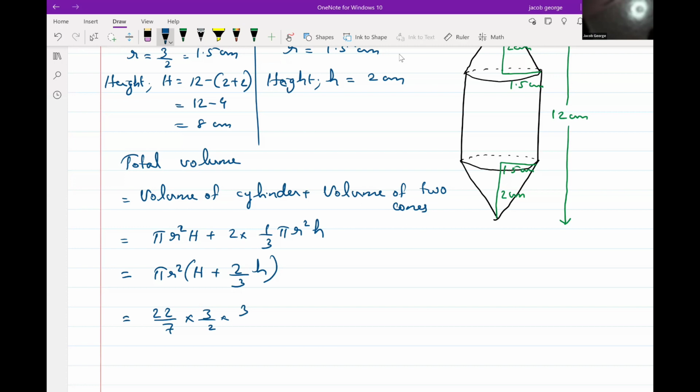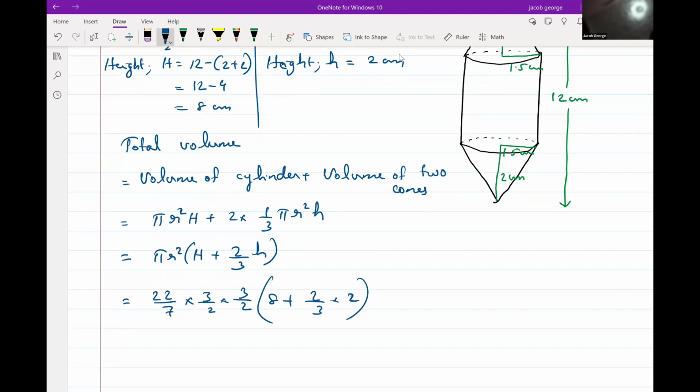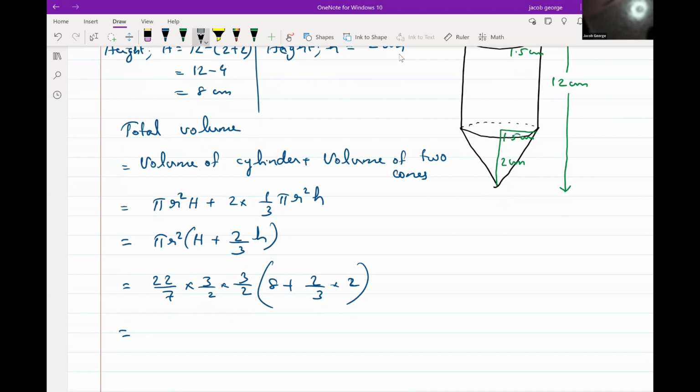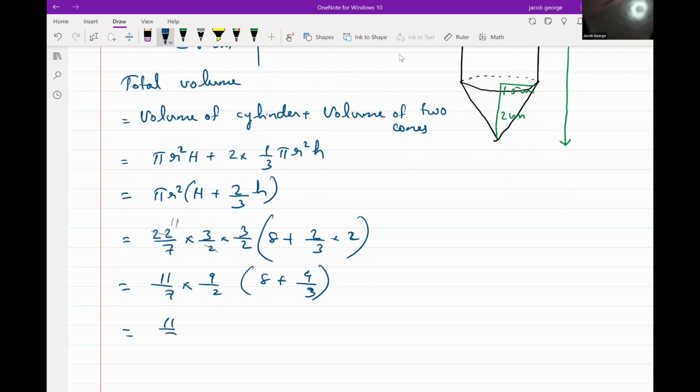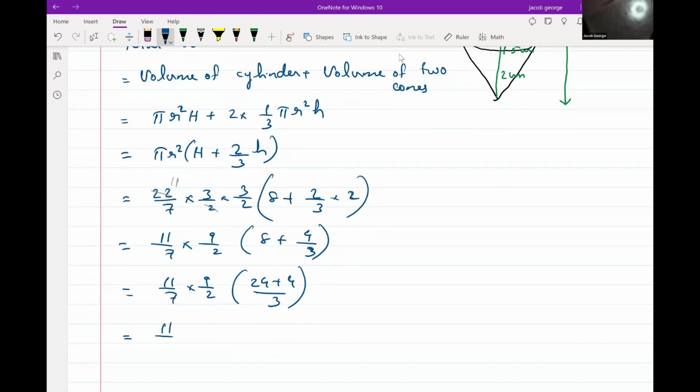Like this, 3 by 2 into 3 by 2 into capital H. Capital H is 8 plus 2 by 3 into 2. Now we can simplify. 2 and 22 we cut, 11. So 11 by 7 into 9 by 2 into 8 plus 4 by 3. Or 11 by 7 into 9 by 2 into 24 plus 4 by 3 over 3. Or we get 11 by 7 into 9 by 2 into 28 by 3.